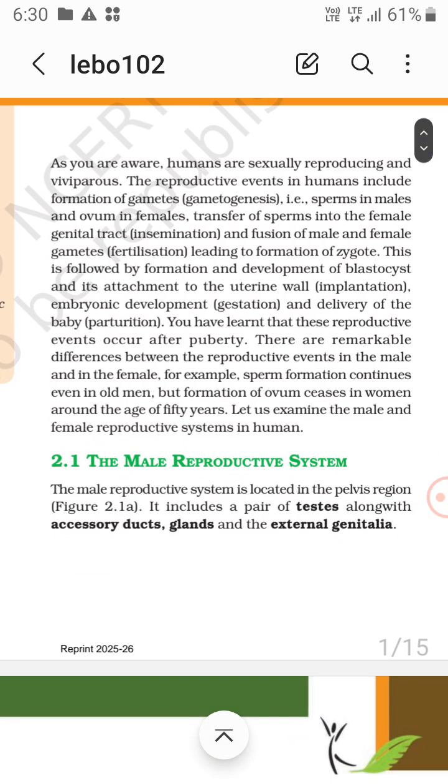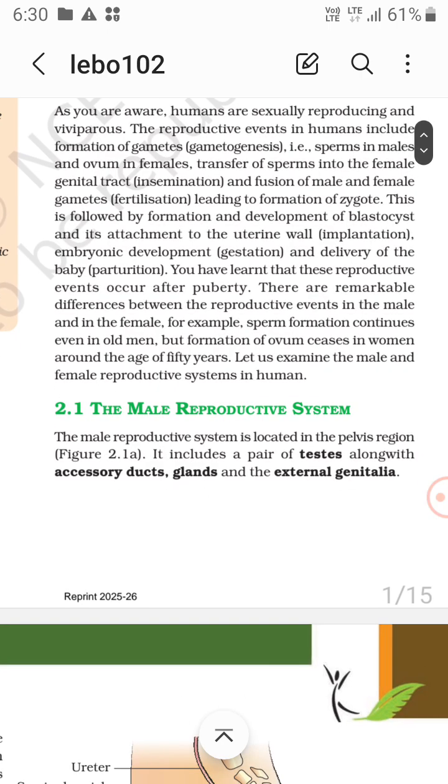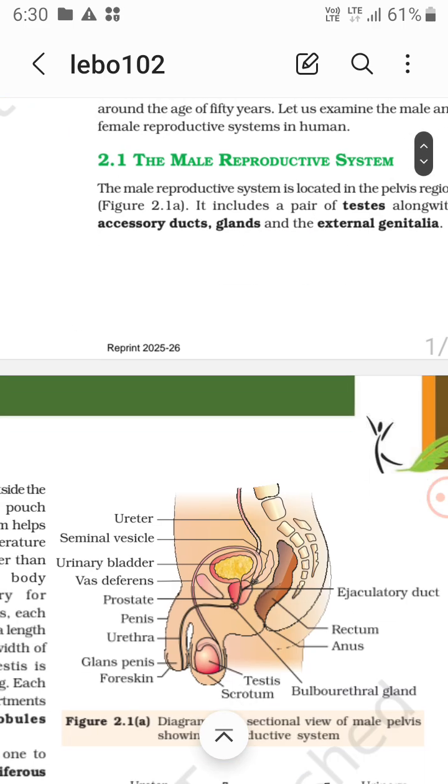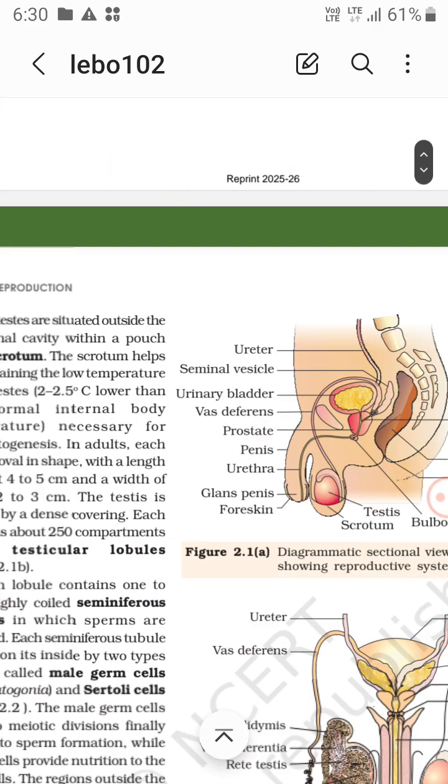So now the male reproductive system. The male reproductive system is located in the pelvic region. It includes a pair of testes along with accessory ducts, glands, and the external genitalia. So remember, testes, accessory ducts, glands, and external genitalia.